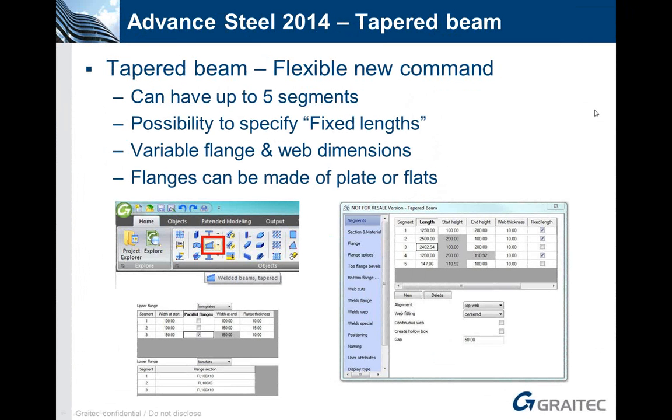One of the main new features in Advanced Steel 2014 is the taper beams. We created a new object type with a new command to create a taper beam. A taper beam can be made of different segments, so you can specify up to 5 segments. You have the possibility to specify a fixed length for each segment. Of course, you can also give different values for the flanges. For the web, they can be straight or variable. Concerning the flange, it can be made of plates or flat.